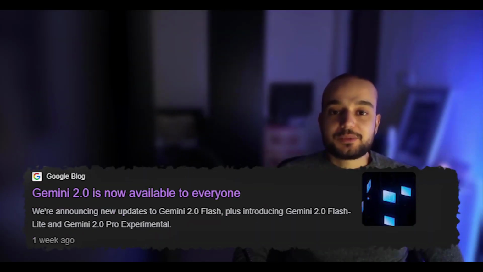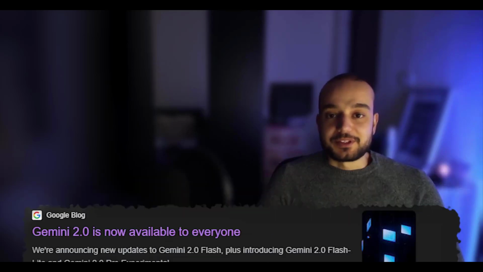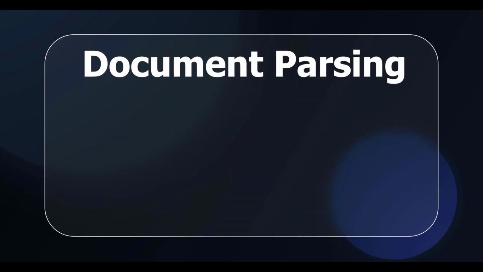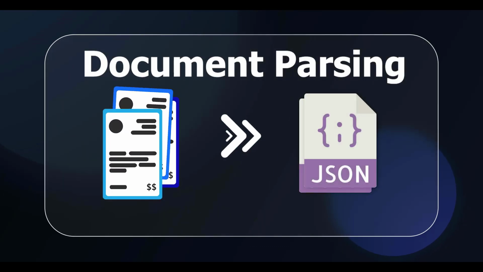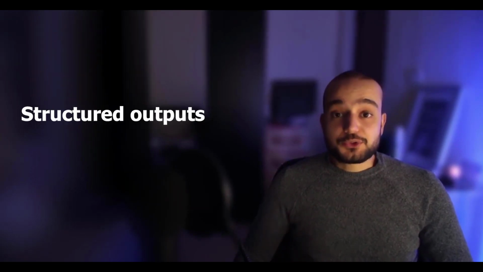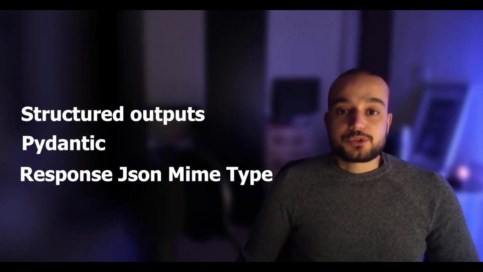Last week Google made Gemini 2.0 available for everyone. This is considered their flagship model. In this video tutorial I will use it for document parsing and test its capability with invoice parsing, invoices in Arabic, French and English. When parsing an invoice we will ensure structured output that respects a predefined format. In order to do that we will use the Pydantic library and the Google Gemini response JSON MIME type.